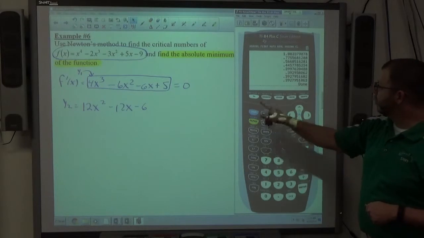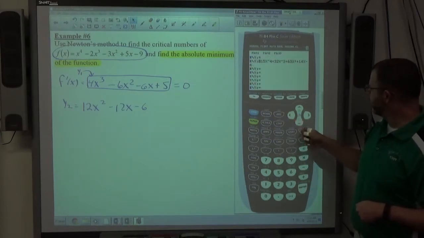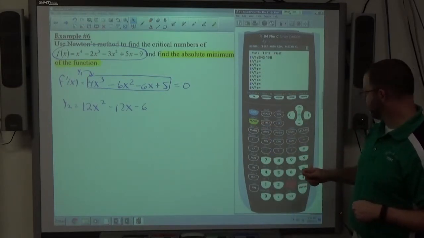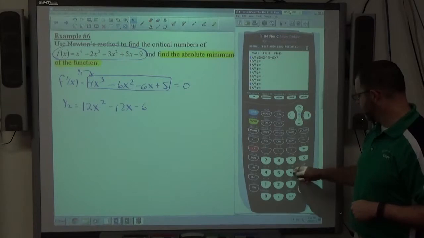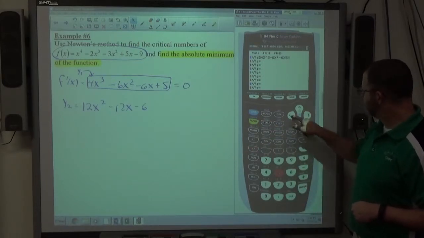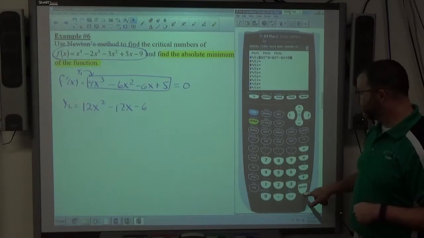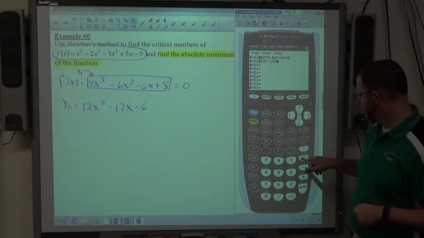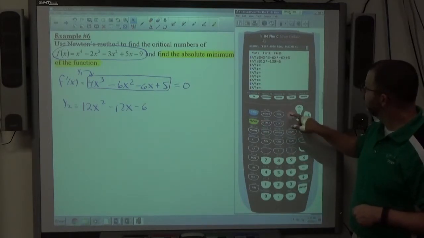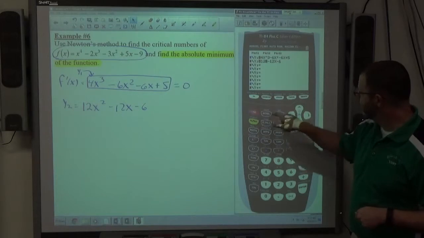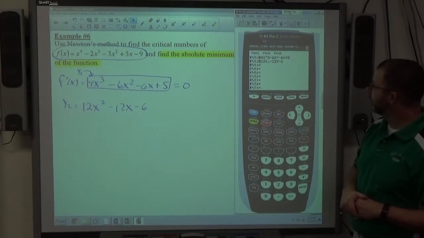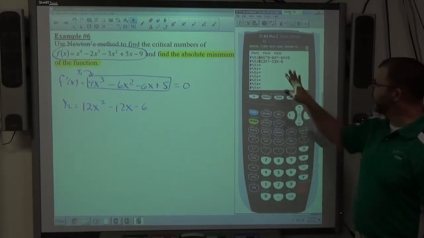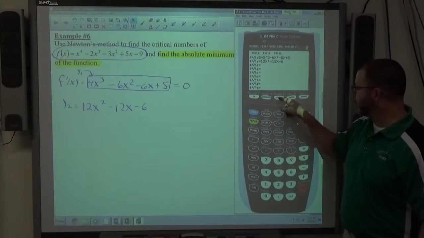So I'm going to type in y equals, I'm going to clear out what's already in there. y1 is going to be 4x cubed minus 6x squared minus 6x plus 5. And y2 is going to be 12x squared minus 12x minus 6. Thank you, David. Okay, and I'm going to turn off function 2 because again I'm looking for where the derivative equals 0. There's the derivative. So I'm going to do a zoom 6 again.